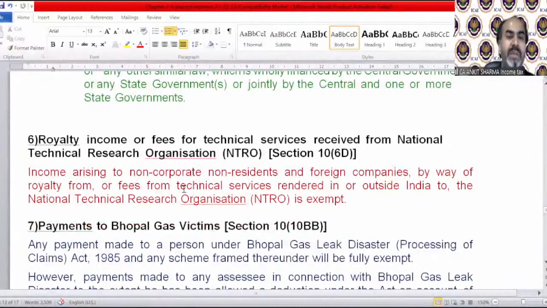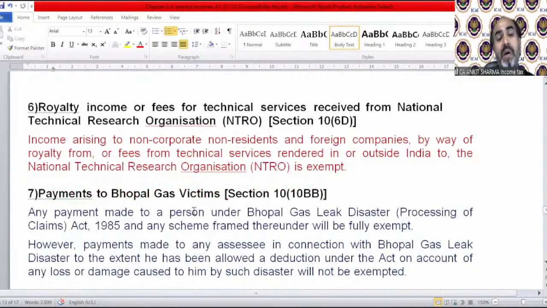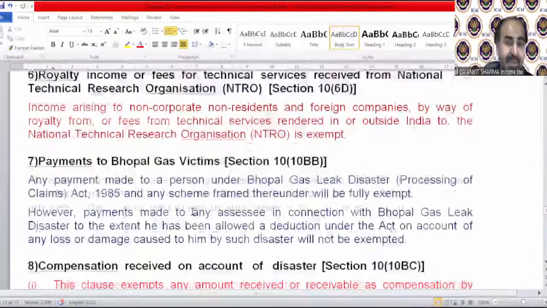Point 6 again is a specific provision. Royalty income or fees for technical services received from the National Technical Research Organization. Payments to Bhopal gas victims. The disaster happened in Bhopal. If you received any compensation for that disaster, that is exempted.